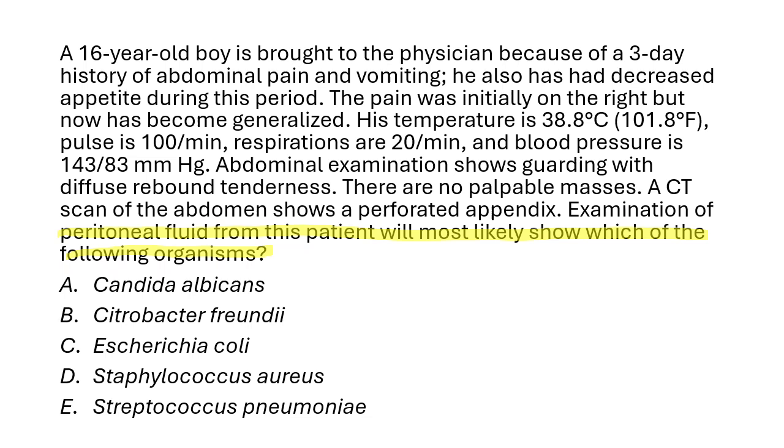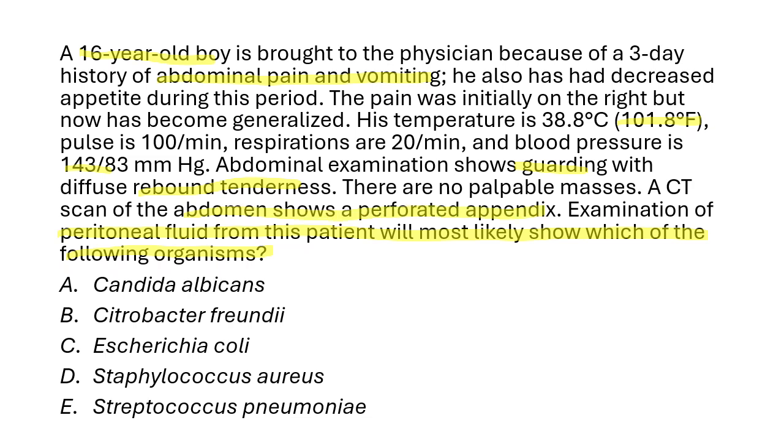So let's see what we've got here. We've got a 16-year-old coming in, acute abdominal pain and vomiting, decreased appetite. When my abdomen hurts, I'm not very hungry either. And then we've got fever. That seems more important. Blood pressure is a bit up. I'm not sure what to do with that yet. We've got some guarding, some rebound tenderness, and then CT showing a perforated abdomen.